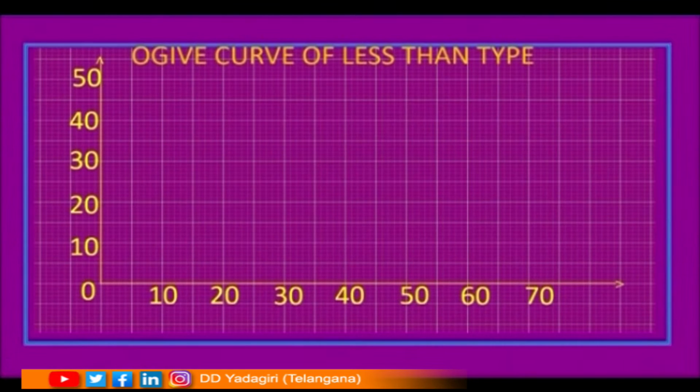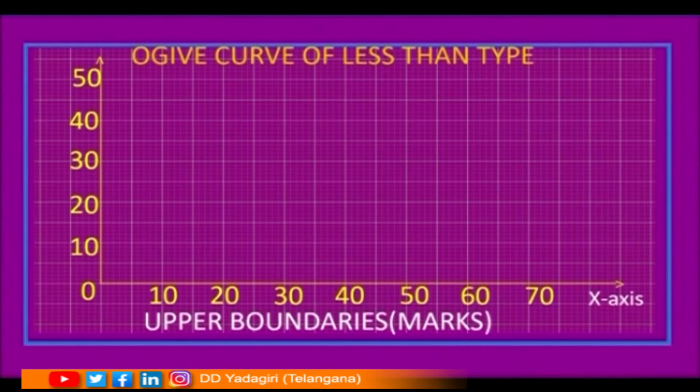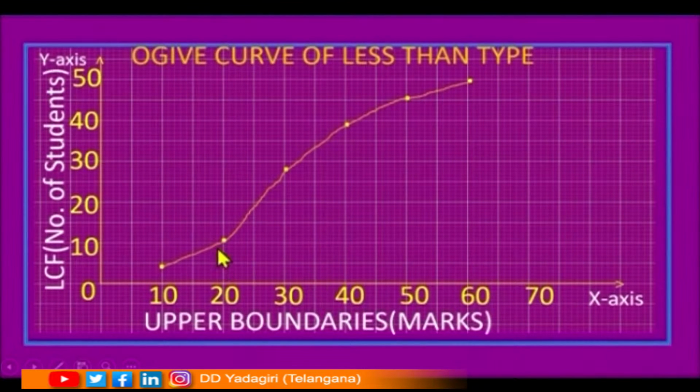So when you go to the previous problem, where we have on the x axis the upper boundaries and on the y axis the number of students, we got the Ogive curve like this. Now to locate the median, we are going to find the value of n by 2. Here you observe that the value of n is 50. So n by 2 is 50 by 2, which is 25. So locate 25 on the y axis, you observe it here.